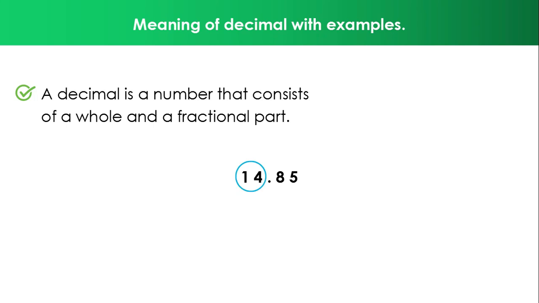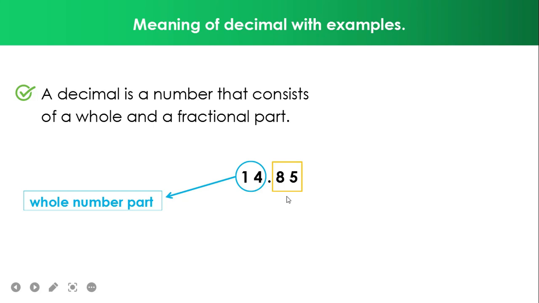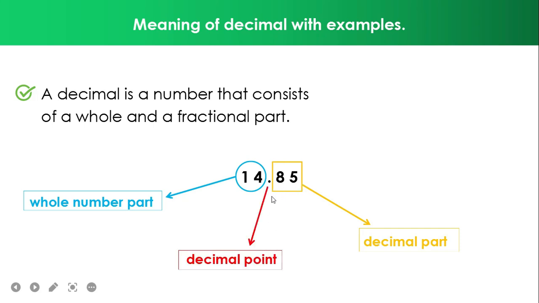Now the first thing is that we have this whole part. So 14 is the whole part, the whole number part. So this 14 is a whole number. Now we say 14, you understand? And we have the fractional part, which is the decimal part, you understand? The fractional part or the decimal part, which is 85. It's not called eighty-five, it's point eight five. And we have a decimal number here.